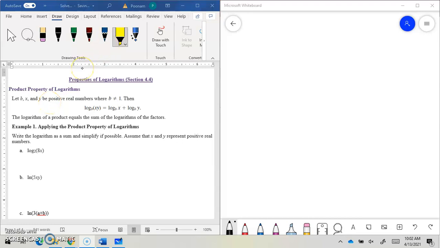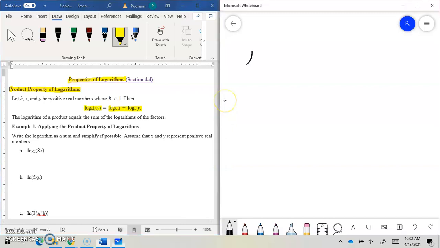Hello, today we are starting our section 4.4. It's about properties of log. The first property we are doing is the product property of logarithms. What does it state? It states log of products can be converted into sum of logs.